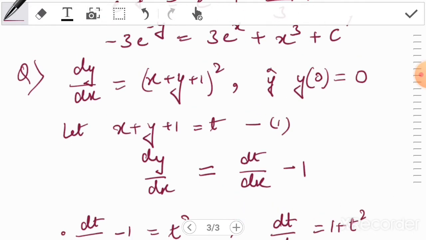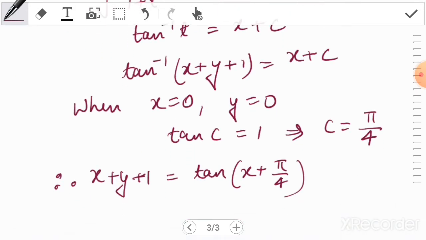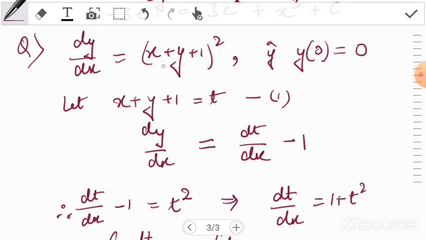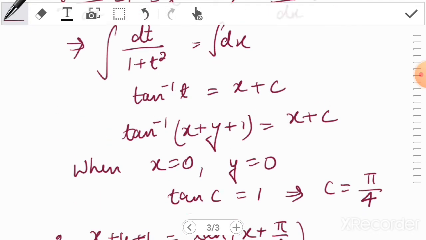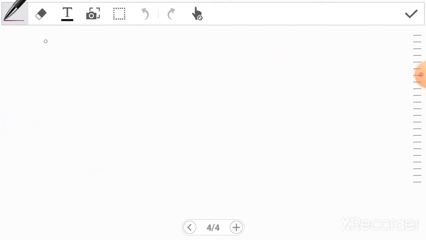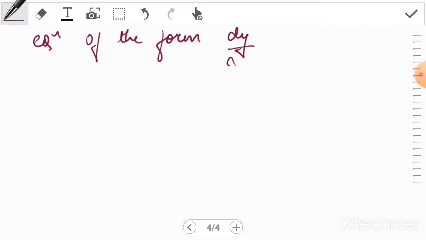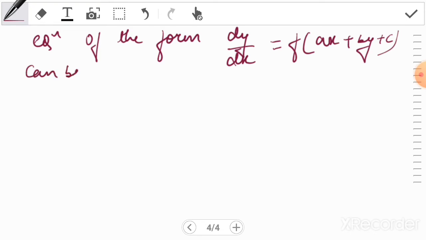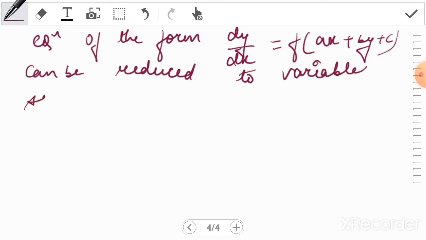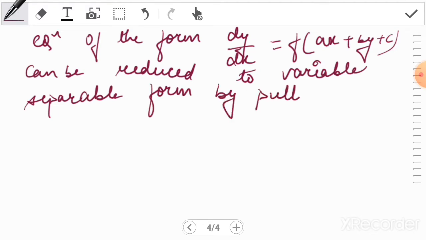So we saw that equations of the form dy by dx, okay, a function of x and y, like we can conclude that an equation of the form dy by dx is equal to f of (ax plus by plus c) can be reduced to variable separable form by putting ax plus by plus c is equal to t, right?